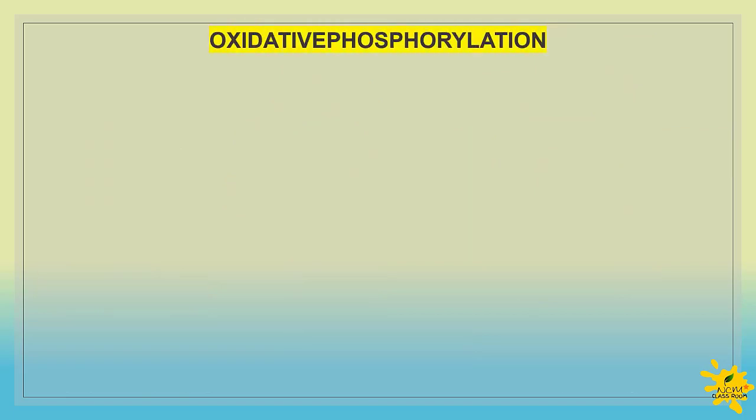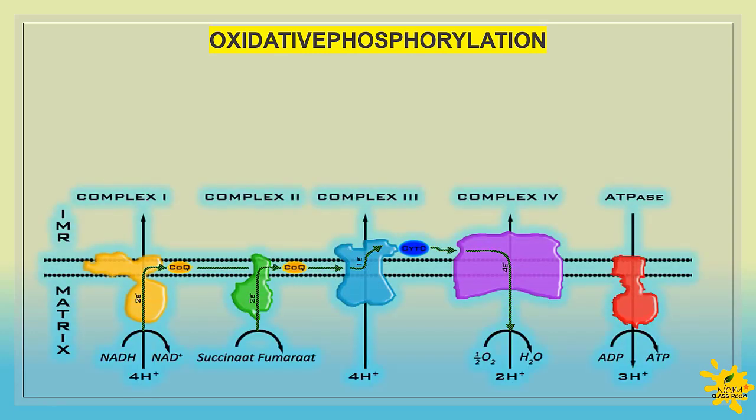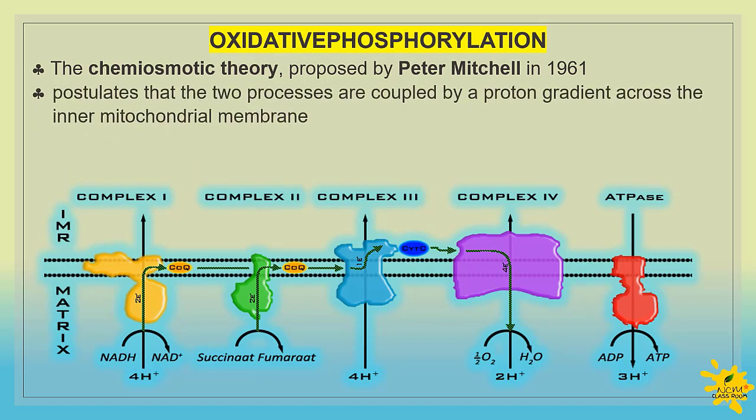And oxidative phosphorylation is another function of mitochondria. Here you can observe the inner mitochondrial membrane where complexes 1 to 4 are located, and in addition ATP synthase is there. Oxidative phosphorylation: the process was first described by Peter Mitchell in 1961. This is called the chemiosmotic theory.